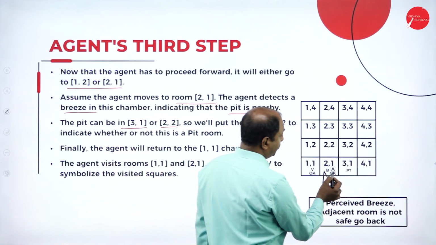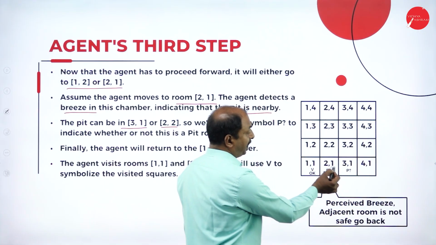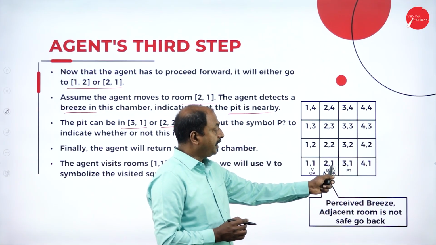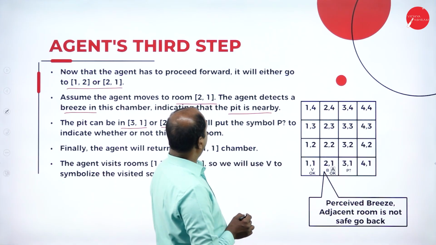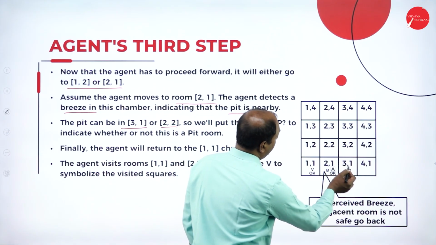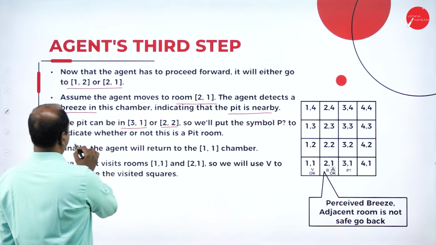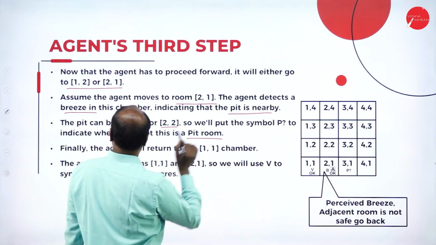So the agent position is here. A, we have written the symbol A, means it is the agent. OK stands for a safe place for the agent. A is here. So the next movement for him is either he can go to 3, 1 or 2, 2. And so that is the one thing, to indicate whether or not this room has a pit.